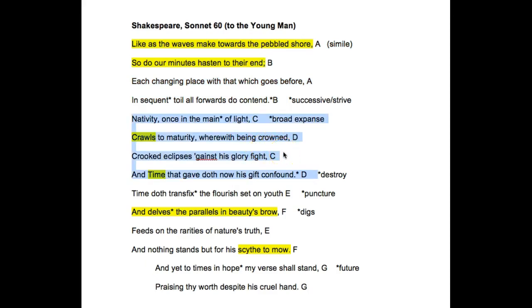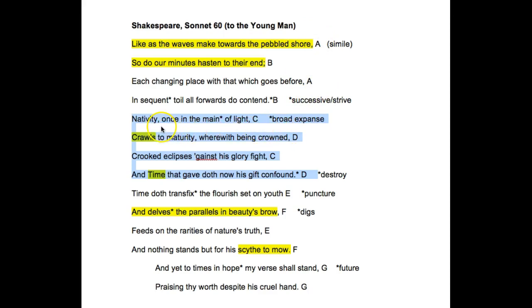So moving to the second quatrain, it reads, "Nativity, once in the main of light, crawls to maturity, wherewith being crowned, crooked eclipses 'gainst his glory fight, and time that gave doth now his gift confound." And it's almost like a reversal in terms of the length of the line here. It's like we've reversed what's happening up here. But he's repeating this motif, right?